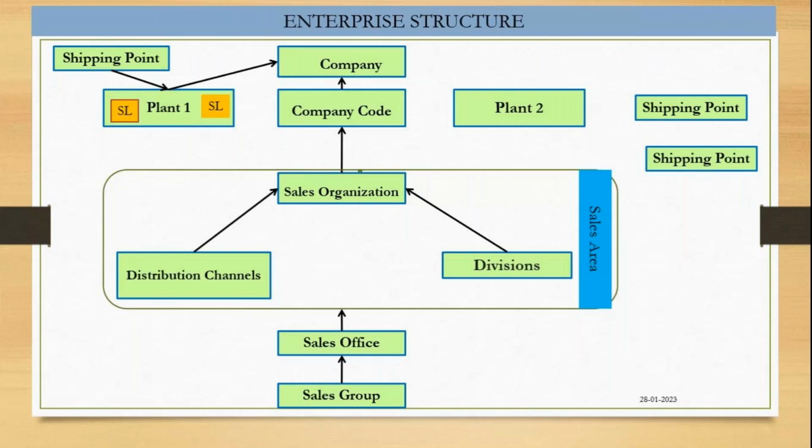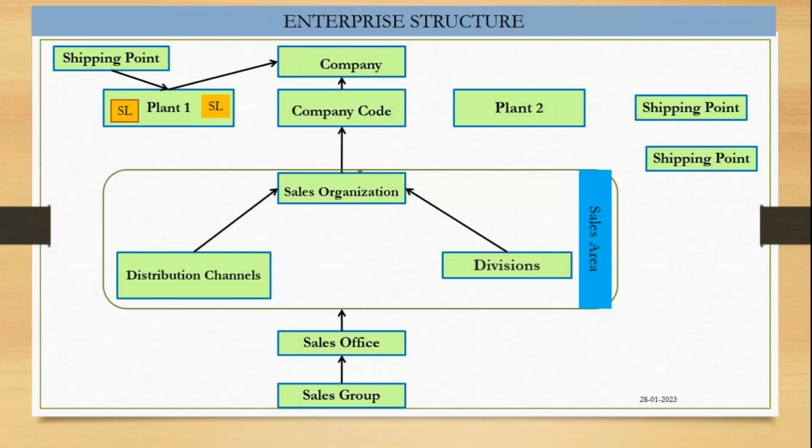What is the shipping point? Shipping point is the origin for delivery creation, and in order to create a delivery, shipping point is mandatory. If shipping point is not identified, we will not be able to create the delivery. The shipping point is always assigned to the plant. You see, shipping point will not be directly assigned to the company code. It will not be assigned to any organizational elements except a plant. This is very, very important.